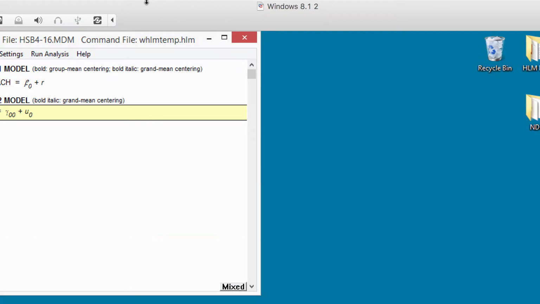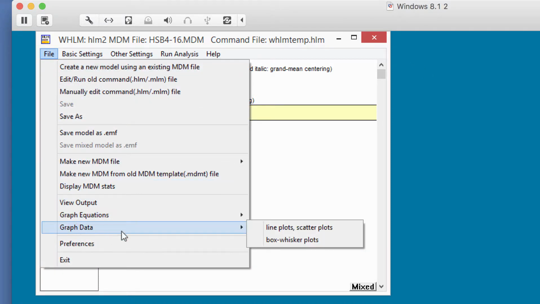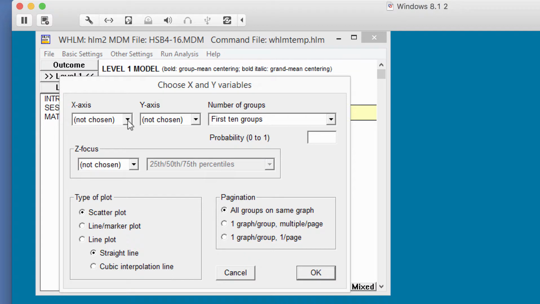So what I'm going to do now is show how variability around the grand mean is represented graphically by the 160 schools that are involved in the study. I can go to File, Graph Data, and then Line Plots and Scatter Plots. On my x-axis I have SES, and on my y-axis I have math achievement. And so I can create a scatter plot of the data.